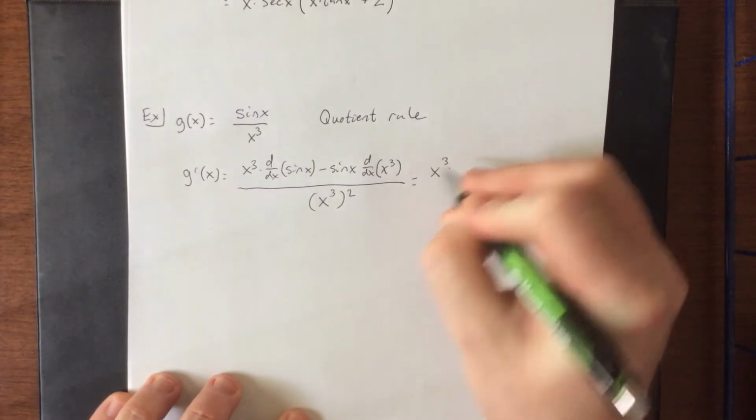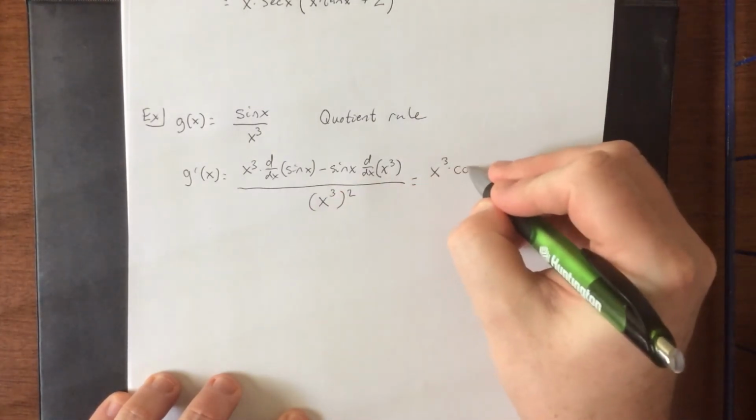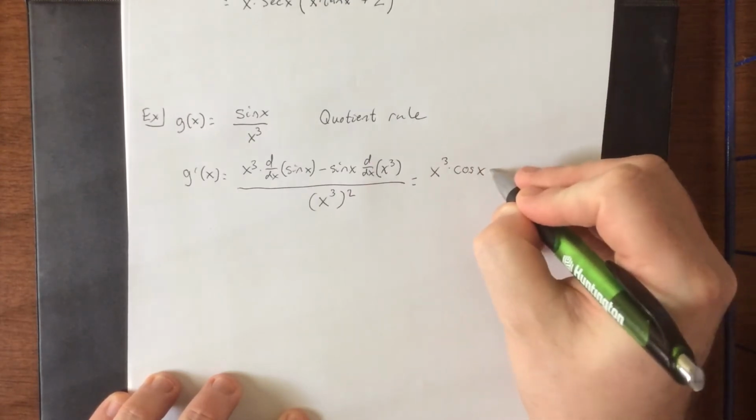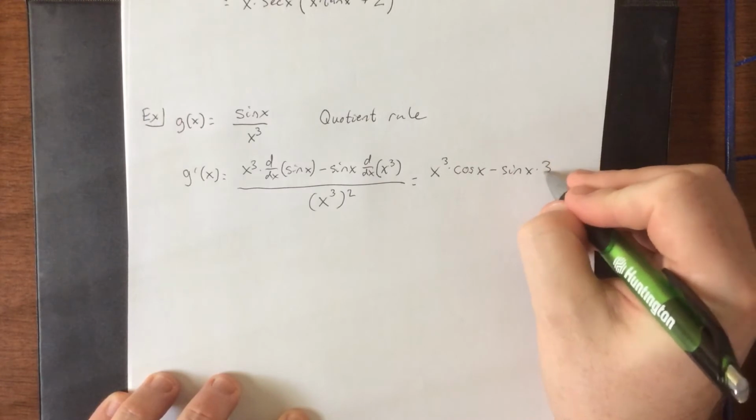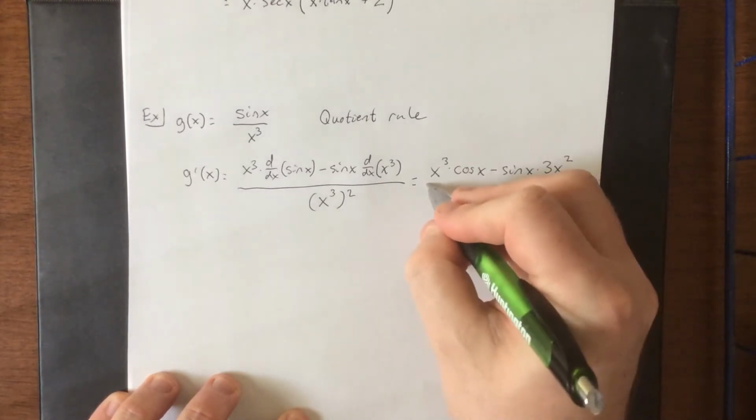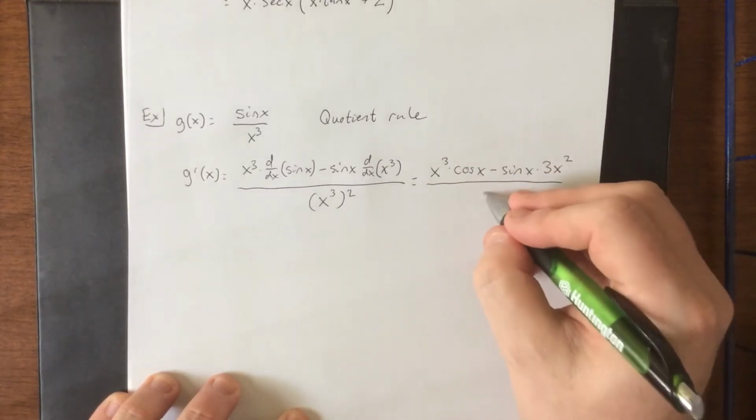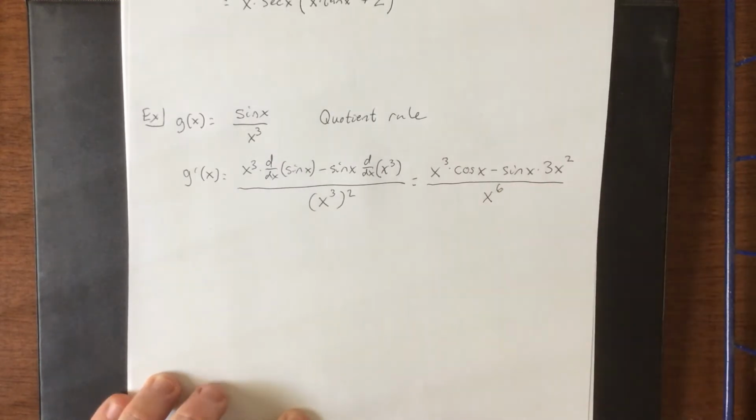Doesn't finish the process for us, but it does get it into a slightly nicer form for these derivatives. That'll be x cubed times derivative of the sine of x, which is the cosine of x, minus sine of x times the derivative of x cubed, that'll be 3x squared, all over x cubed squared, that would be x raised to the 6th power.